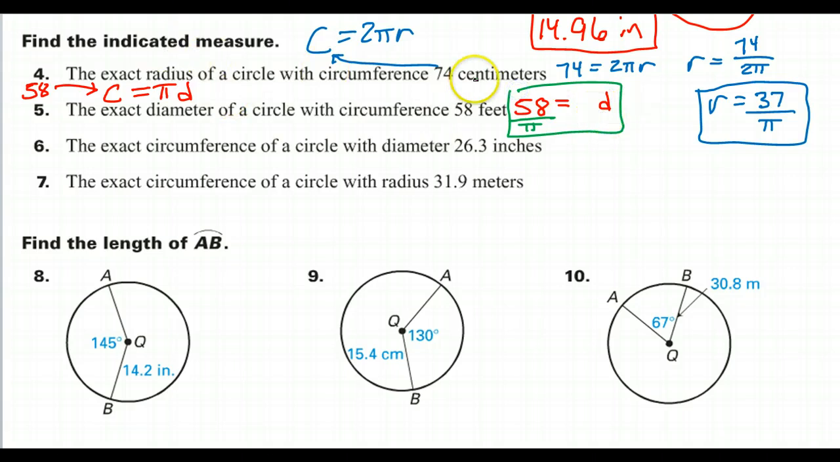Okay, I'm forgetting my units. This was centimeters, and this one is feet. Okay, I guess I should put it over here.